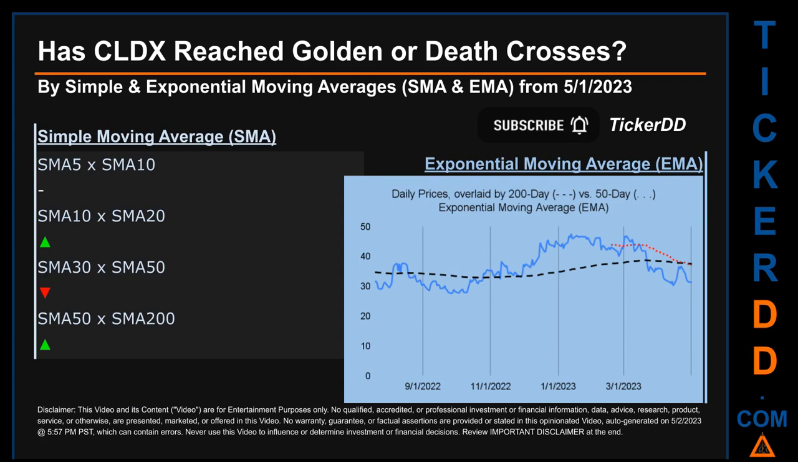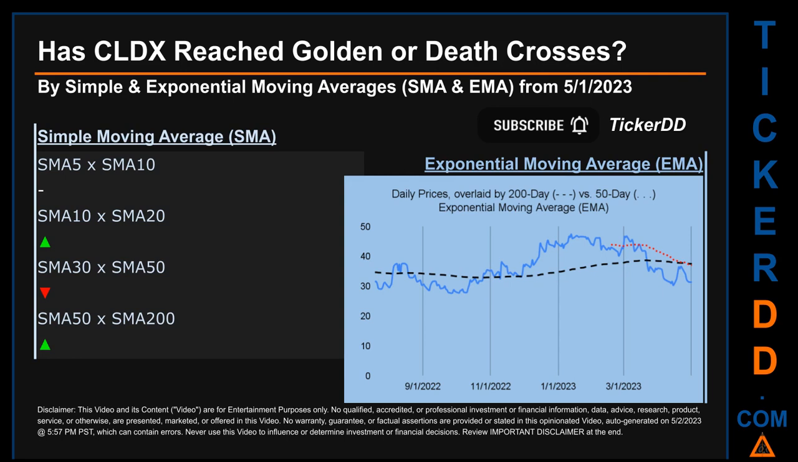Has CLDX price reached golden or death crosses? Golden cross and death cross are basic signals that compare average prices across two specified trade day ranges, a short-term versus a long-term range. For example, 5-day versus 10 trade days. Essentially, a golden cross is a bullish signal. It appears when a ticker's short-term moving average crosses above its long-term average. Vice versa, a death cross is a bearish signal when the short-term crosses below its long-term moving average.